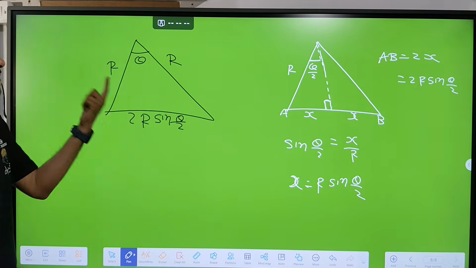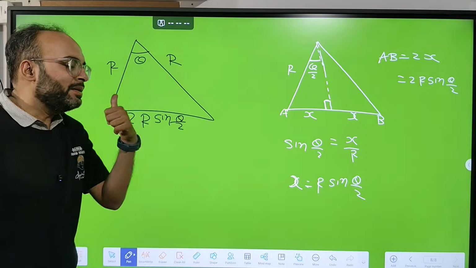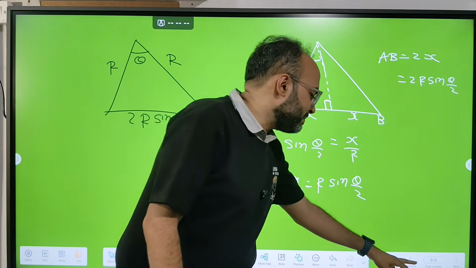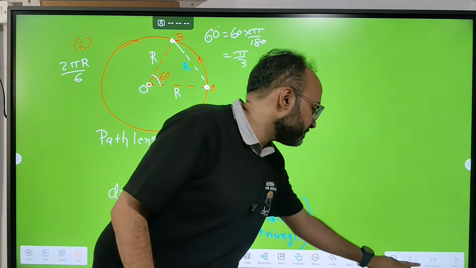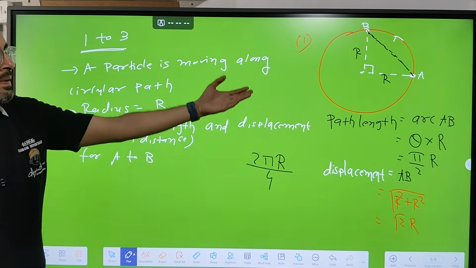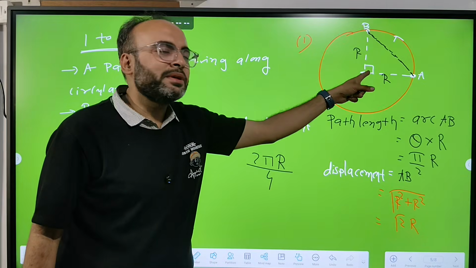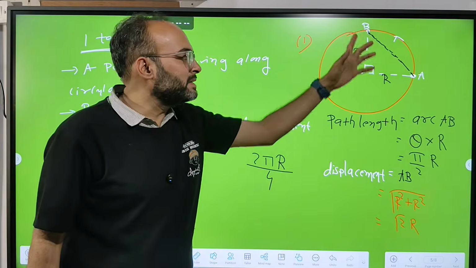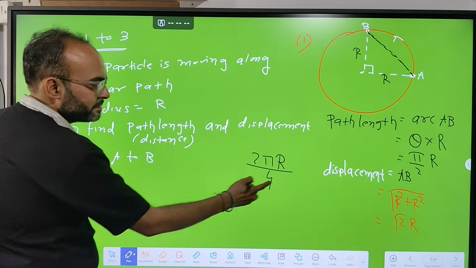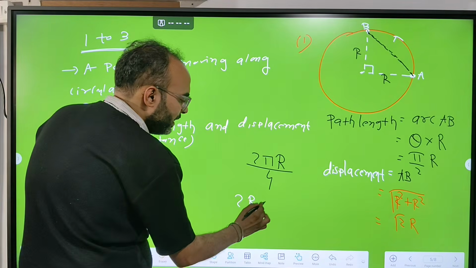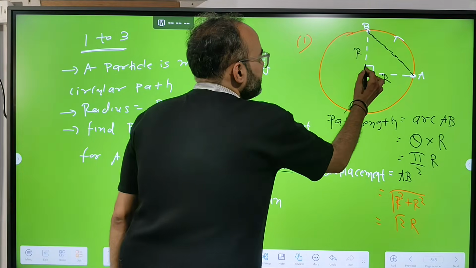What is the shortcut method? Two sides same, angle between them is theta. What is the third side? 2r sine theta by 2. Chalo, can we use this shortcut here? See, two sides same, r and r. What is the angle between them? 90. So what is the third side? 2r sine theta by 2. Apply this method here. Chalo, apply karo. 2r sine theta by 2. What is theta? What is the angle between them? 90.